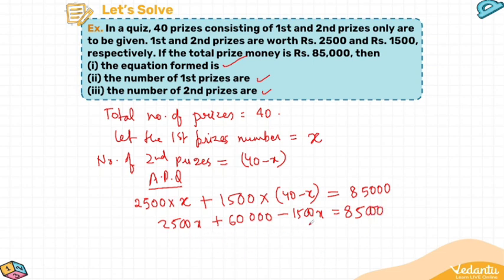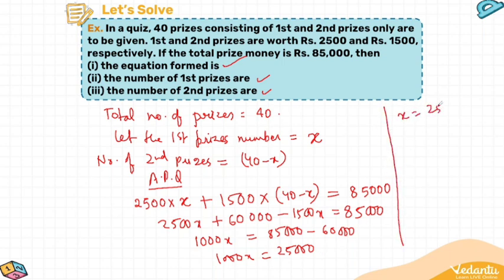So we can do a subtraction of 2500 minus 1500. It gives 1000x. 85,000 minus 60,000 gives 25,000. So 1000x is equal to 25,000. Therefore x would be 25,000 divided by 1000. Three zeros cancel. x is 25. So the number of first prizes is 25.